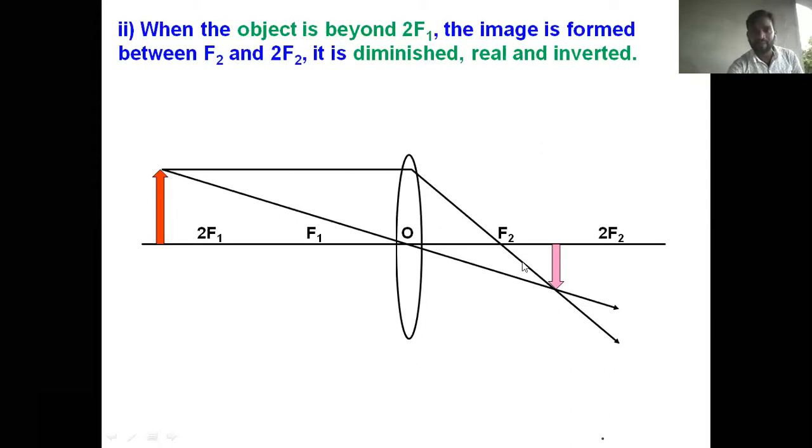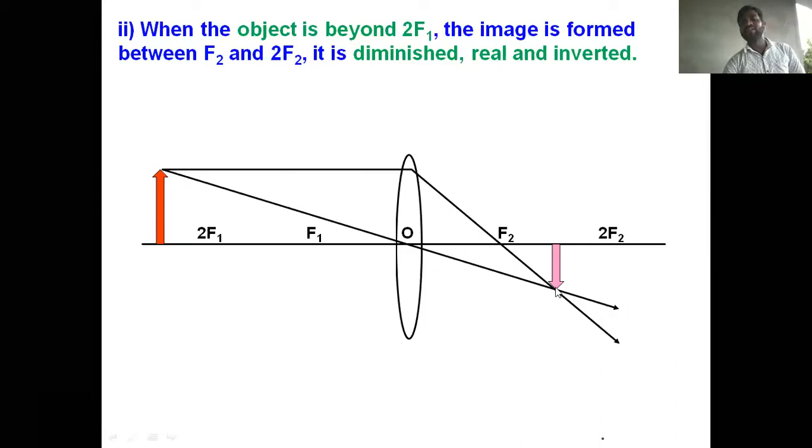See, this is the ray parallel to the principal axis, and after refraction it passes through focus f2. And this is the ray going through the optic center, which doesn't undergo any deviation. So finally, these two refracted rays meet at this point. Where the refracted rays meet at one point, that point gives the position of the image.